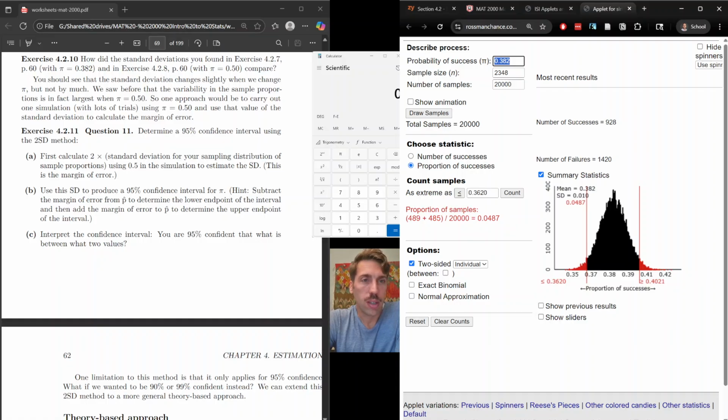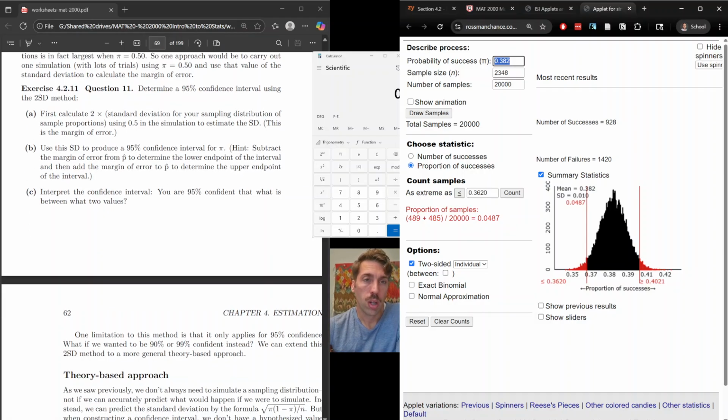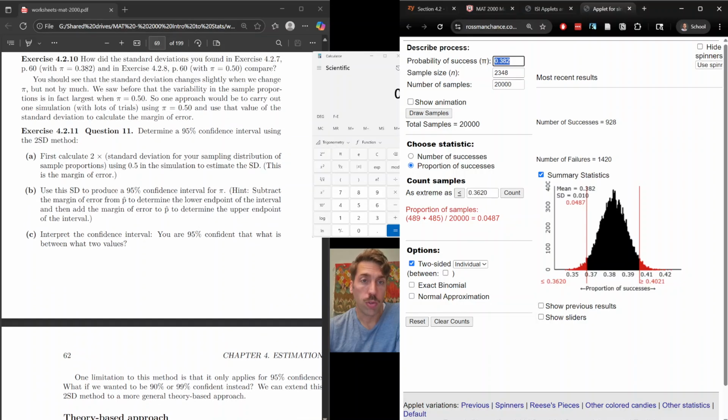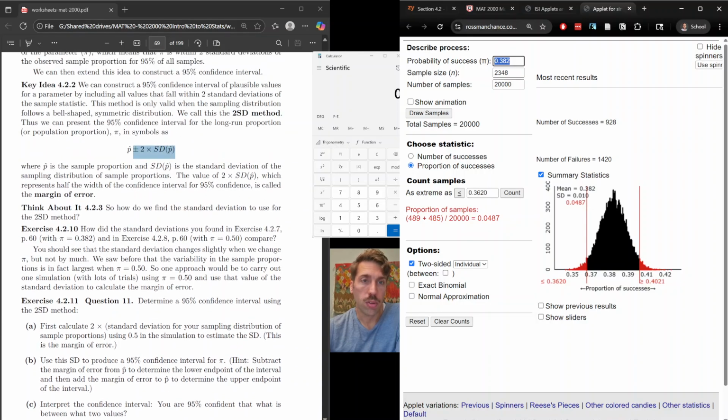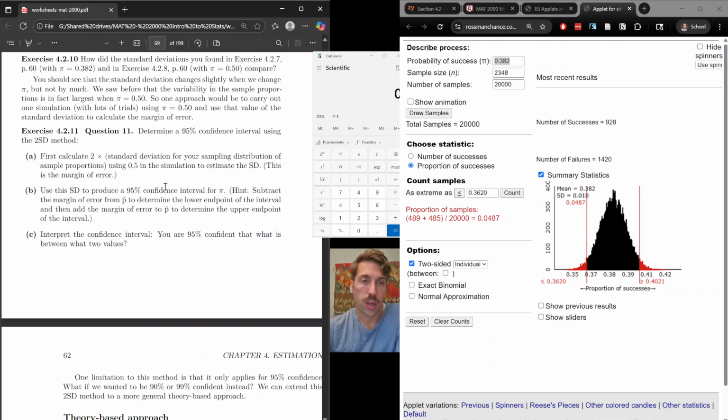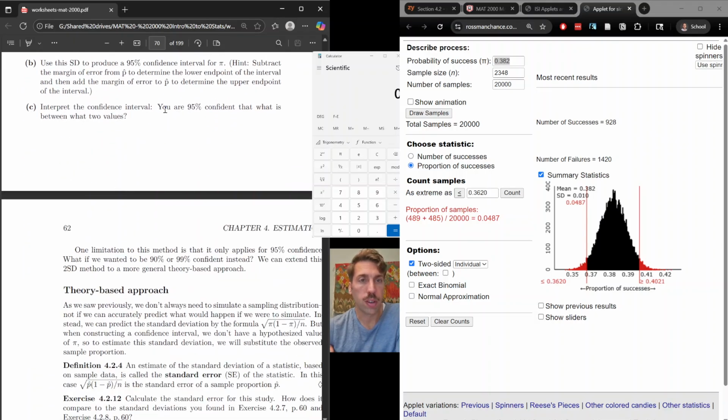So then, determine a 95% confidence interval using the 2 standard deviation method. So first calculate 2 times the standard deviation per sampling distribution. So 2 times this number right there, using 0.5 in the simulation. So use the 0.5 number, not this one, but it might be around the same. All right, use this standard deviation to produce a 95% confidence interval for pi. So then use the formula. So for part B, use this formula. Okay, and then for C, interpret the confidence interval.